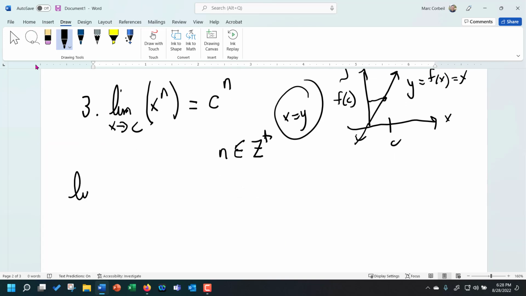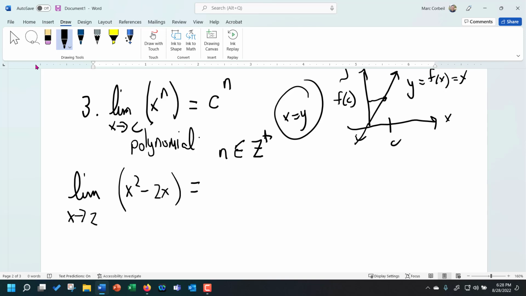So I can do a real quick example. The limit as x approaches 2 of x squared minus 2x or something like that. Now all I have to do is evaluate the polynomial, so this is going to apply to any polynomial. It's going to be pretty clear. So this is really 2 squared minus 2 times 2. So 2 squared is 4, minus 2 times 2 is 4, which is 0. So this happens to give me 0 in that case.